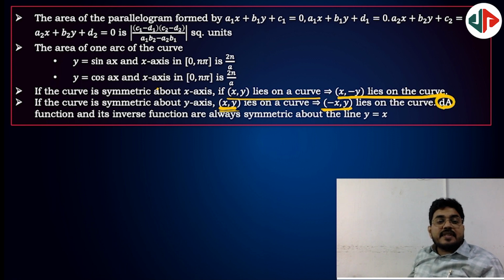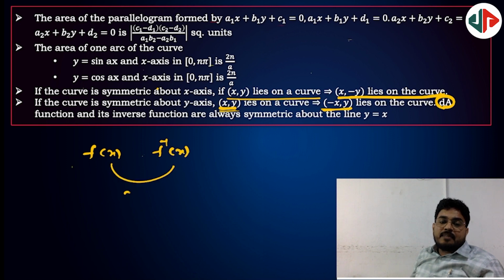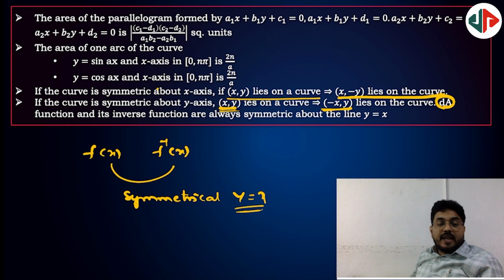See, a function and its inverse function are always symmetric. The function y is equal to f of x and y is equal to f inverse of x are symmetrical about the line y is equal to x. Always the line y is equal to x.